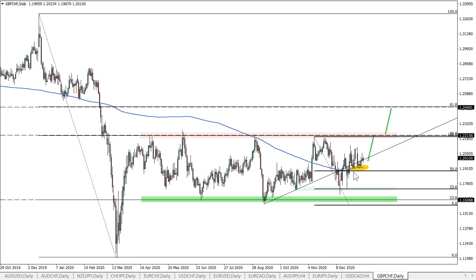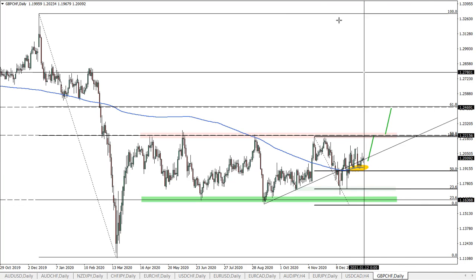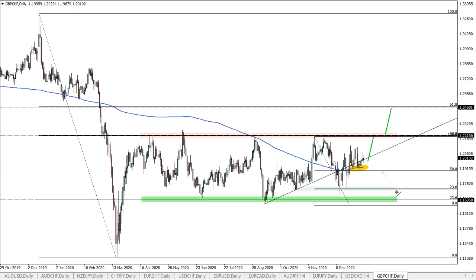And just to summarize, price is expected to rise towards this resistance as long as the support holds. If there is a break below, we will most likely test the 0% fib. So I would expect price to go this way. So these are the scenarios for the pound Swiss franc.